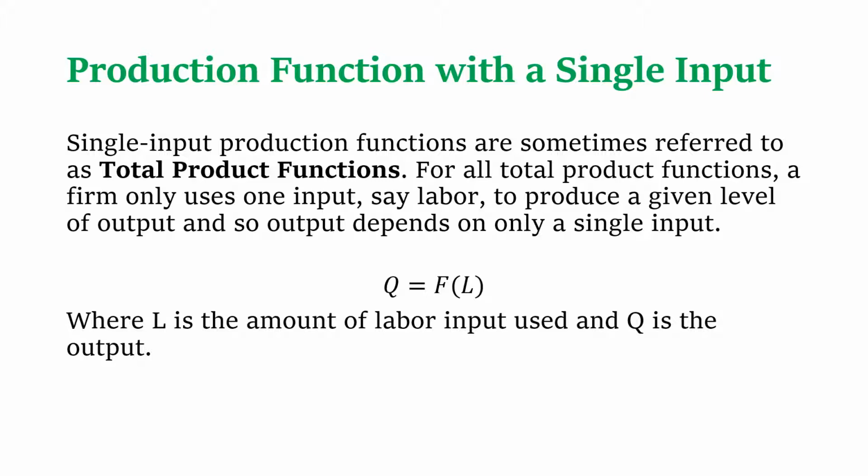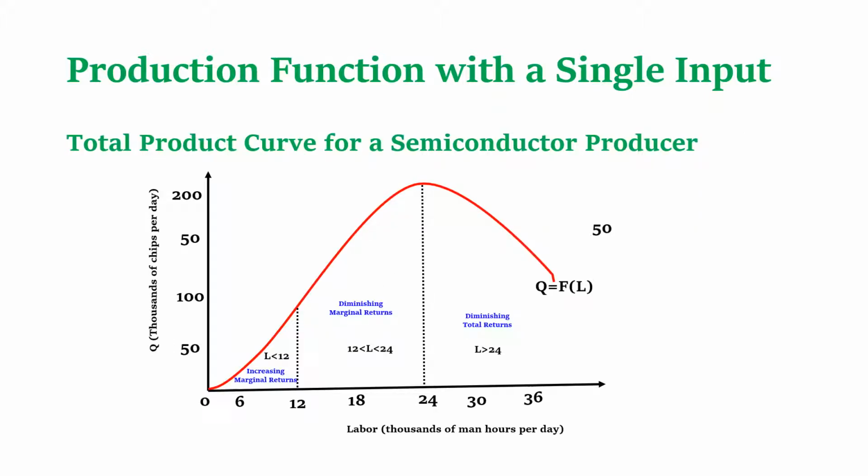So the only factor that varies in this particular case is labor. So now let's look at production function with a single input. We're looking at a total product curve for a semiconductor producer. Now, if we look at the graph here, notice that the output is on the vertical axis and the labor is on the horizontal axis.